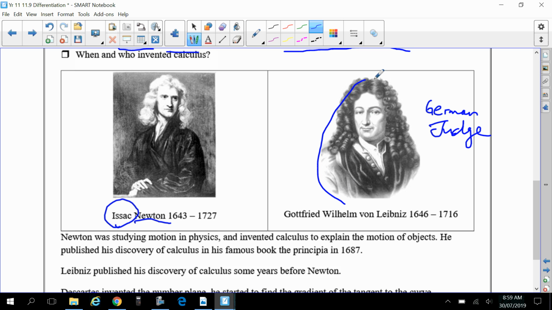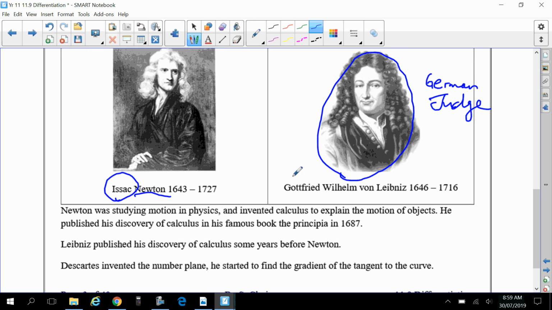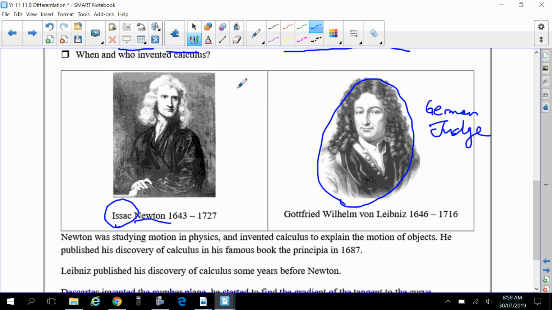He expressed it much better. His notation still survives today. The other's notation is used more in physics because he applied it to physics. But he's not very great at expressing himself, while this guy is very great at expressing himself. This is German, this is English. Cambridge, right? But anyway, you can read the history books.